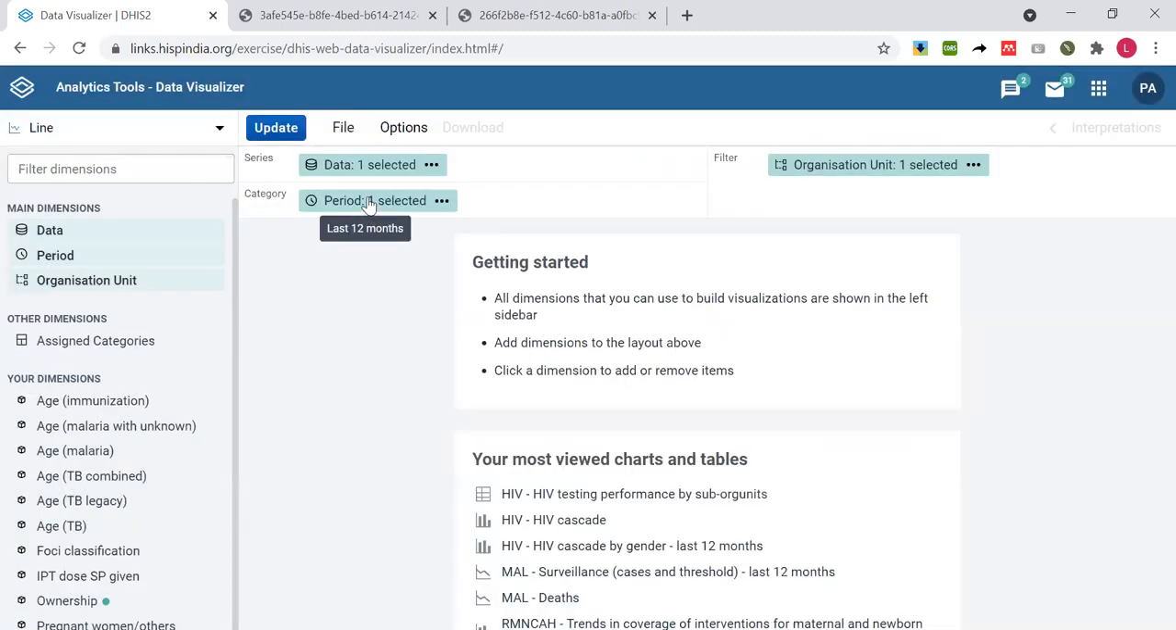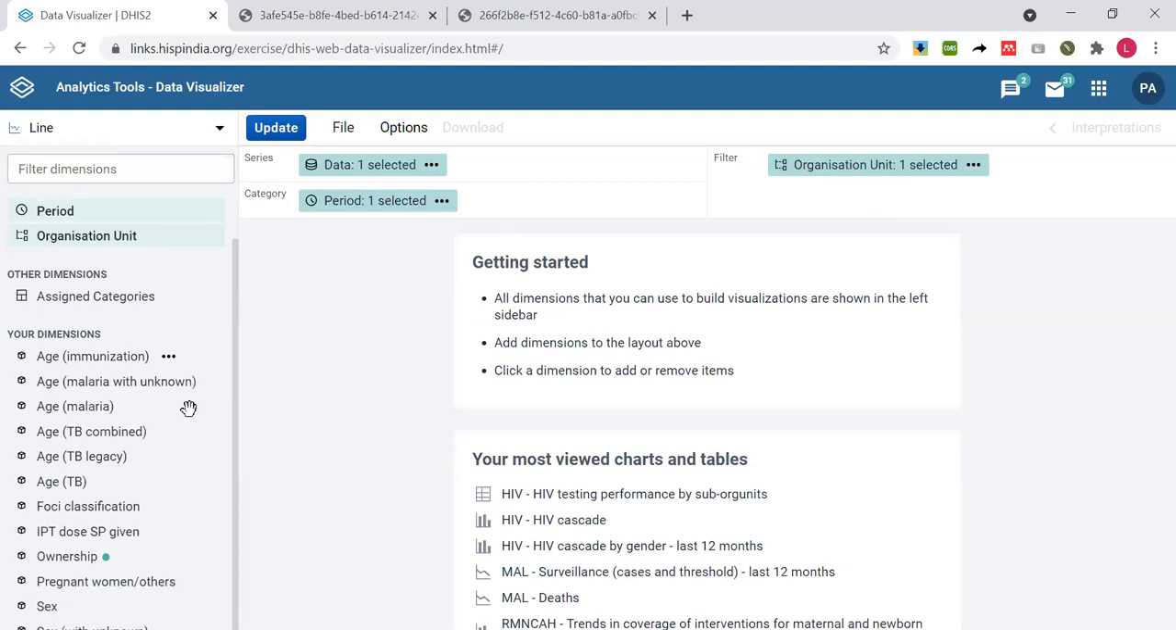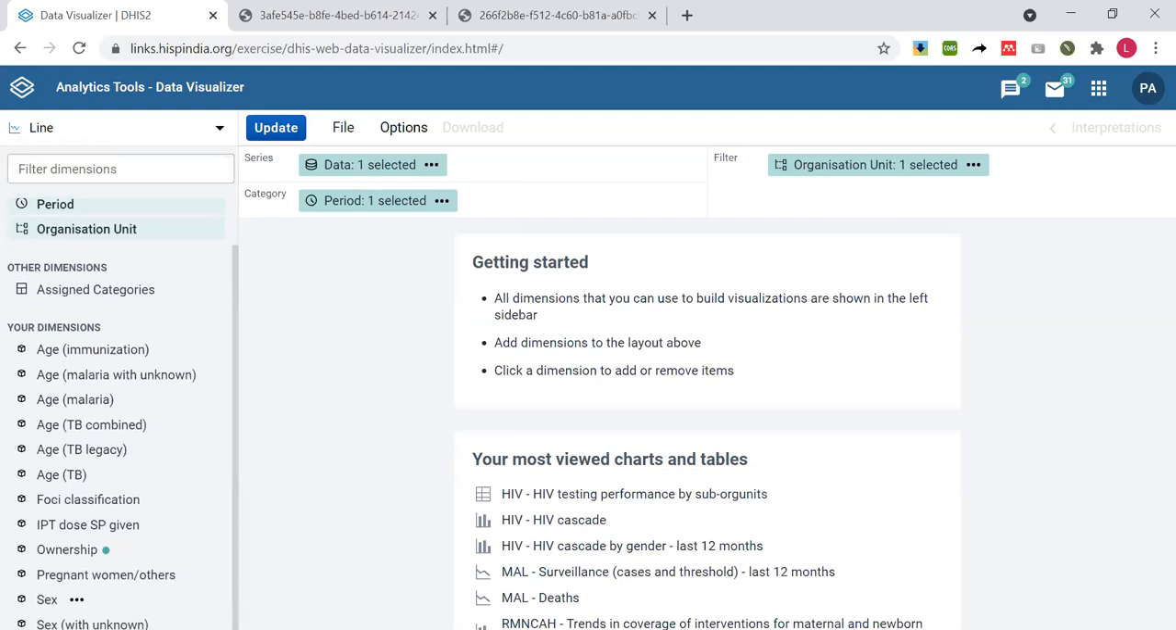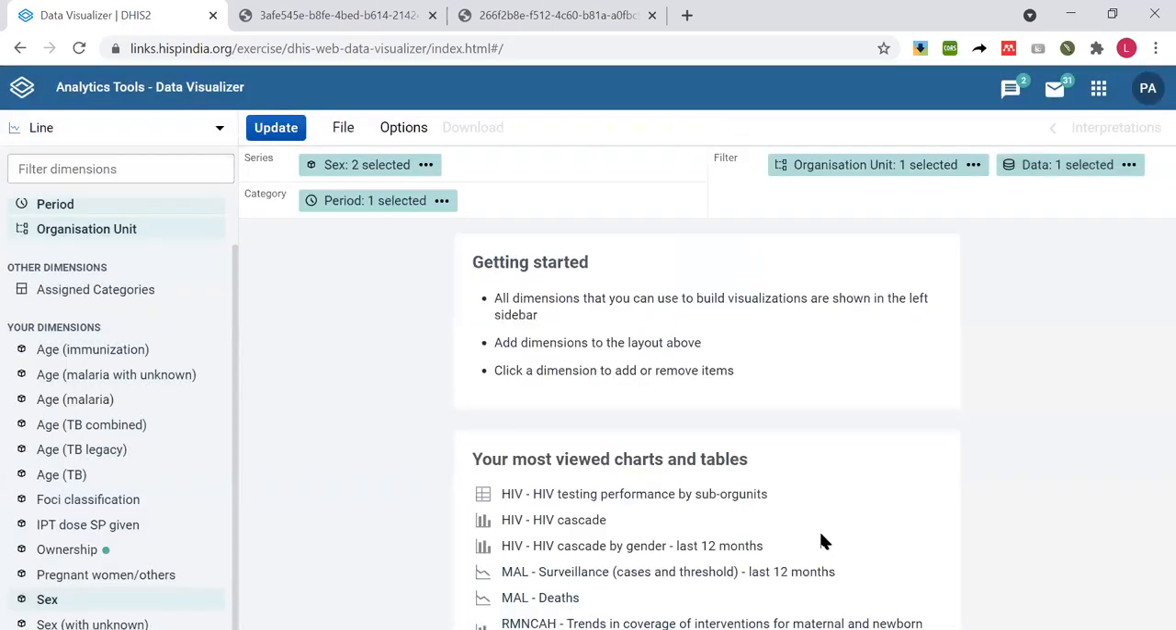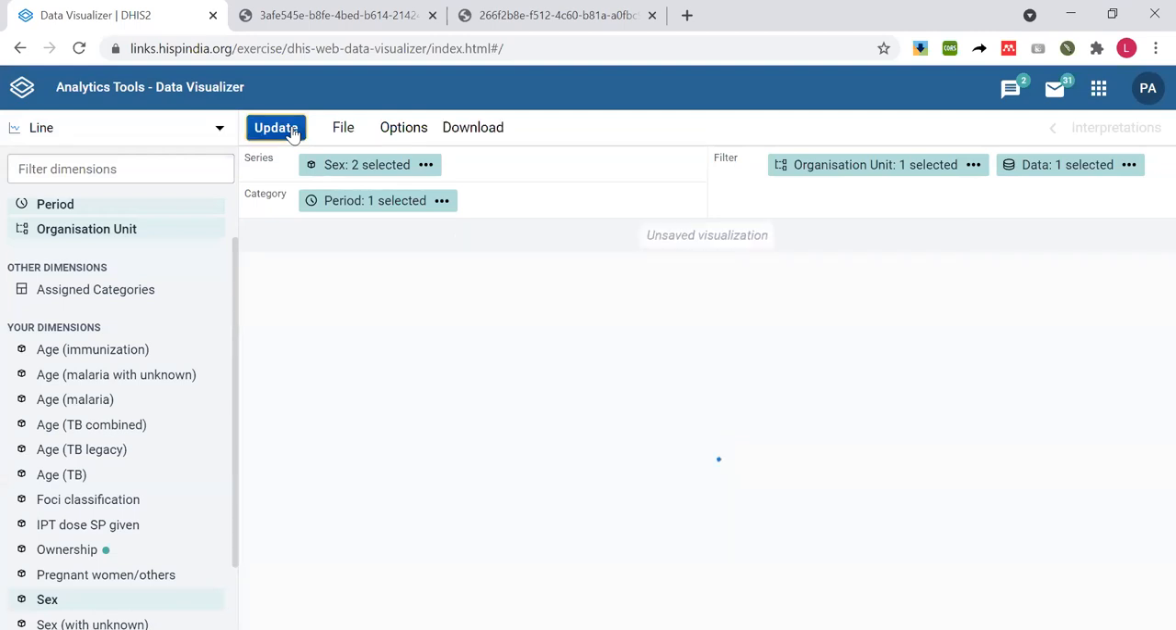For period, I will select last 12 months, and for the organization unit I will keep it at Training Land. And we'll also add this one to the series. Okay. And let's try to update and see what happens.